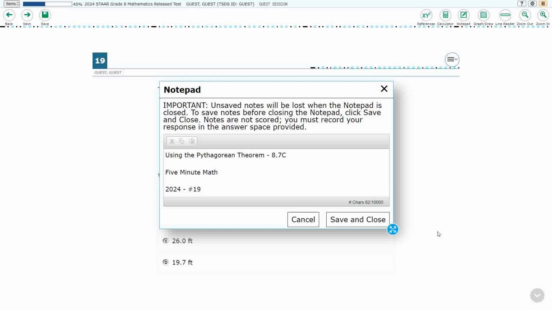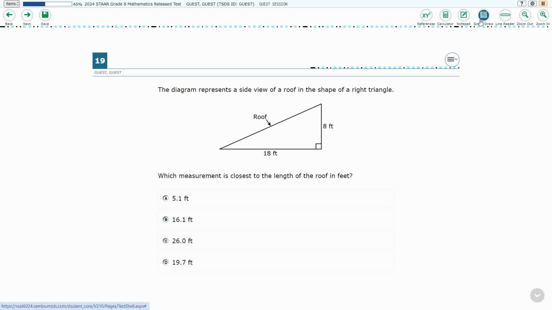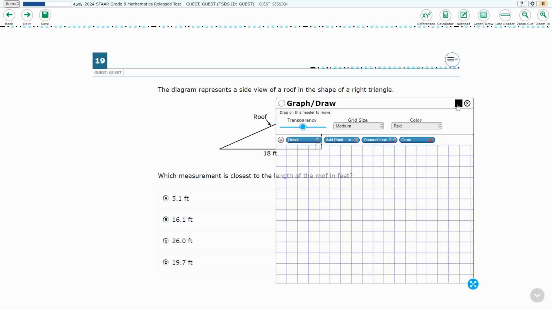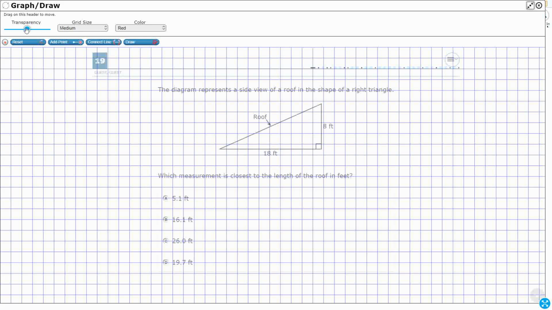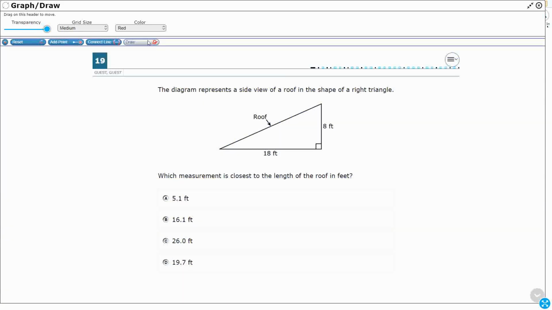Today we are looking at the 8th grade concept of using the Pythagorean Theorem. This is Standard 8.7c in the great state of Texas, and we are using item number 19 of the 2024 released STAAR test. If you haven't done so already, please go ahead and take a moment to pause the video, work this problem out on your own, unpause it, and we will look at our answers together.